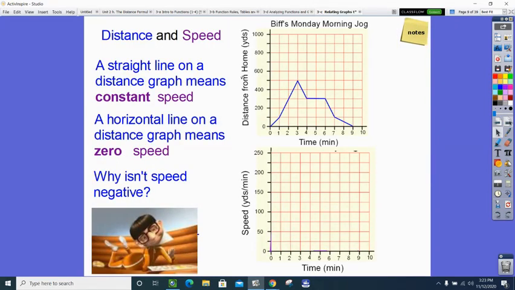All right, so before we go, I want to take that same graph that was a distance graph and show you its coordinating speed graph. So I'm going to take that off and kind of show you what's going on here.